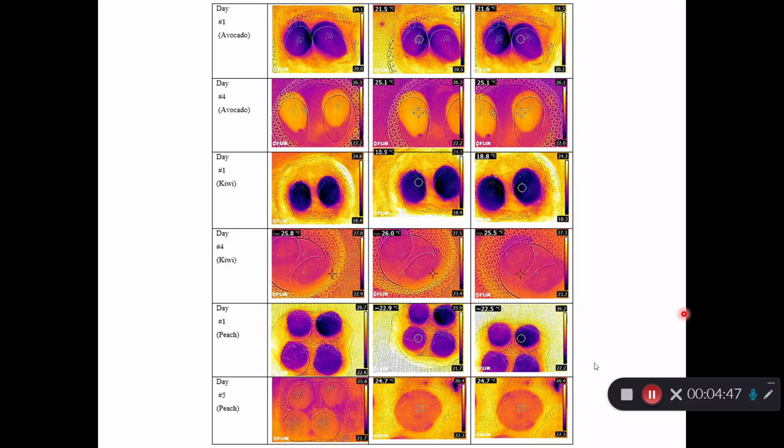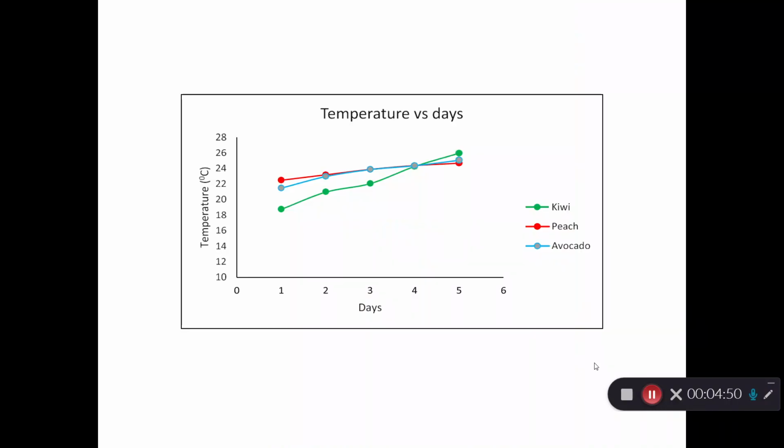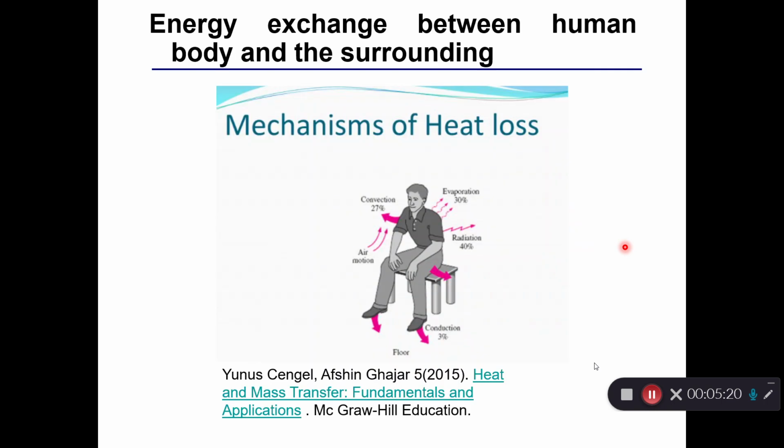So through the thermal images, without making any damage to the fruit, we can estimate the level of ripeness of these fruits. And it should definitely help the shelf life of the fruits. So here we are seeing the same information in the plots. So days versus temperature, and you can see that the temperature goes higher day by day during the ripening process.